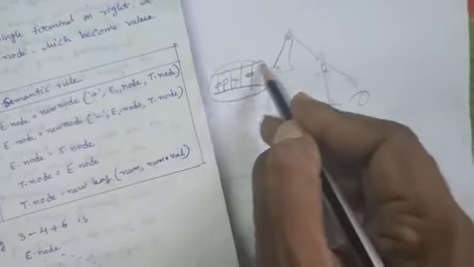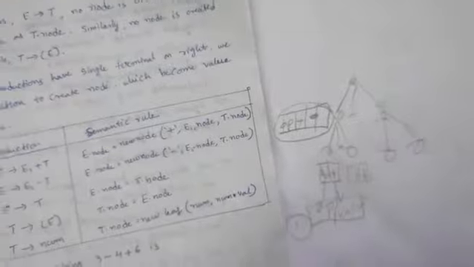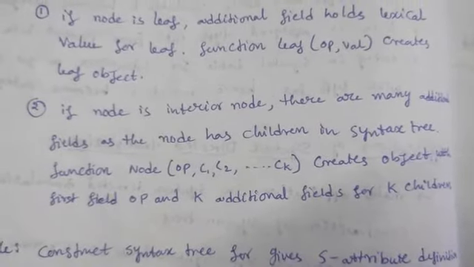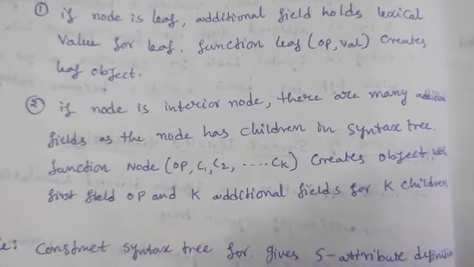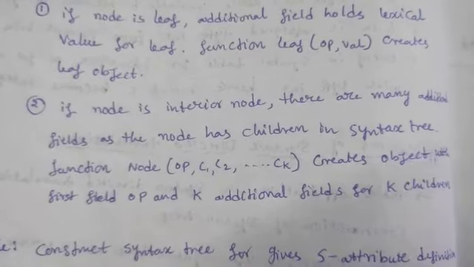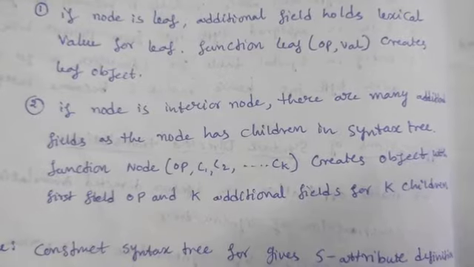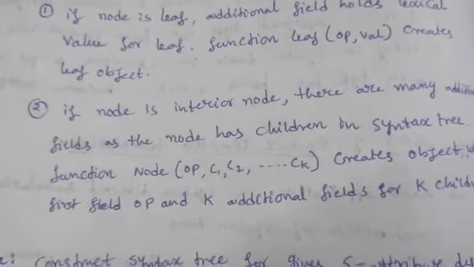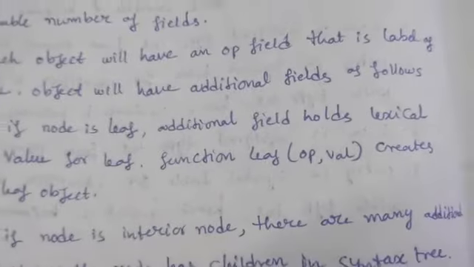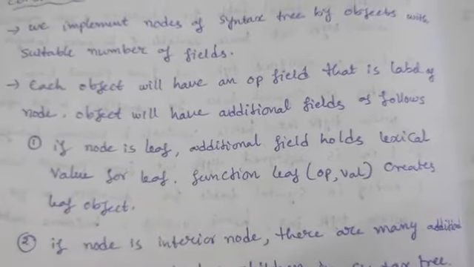The total process is indicated here. Okay, I'll explain it with a simple example. First you need to know, if it is an intermediate node, there are many additional fields, as the node has children in the syntax tree. The function Node should be used for op, c1, c2, c3 and so on, all of which are child nodes of that particular node, indicated by the Node function. In a leaf, it is indicated by the Leaf function. Let's take an example.